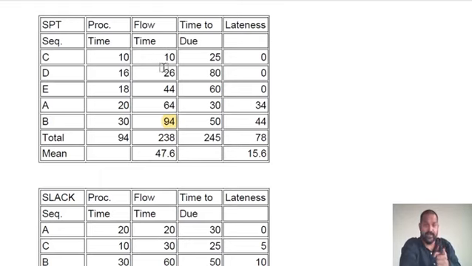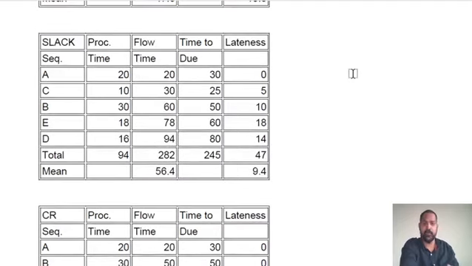It got done on the 10th day, but it was due in 25 days, not late. Done on the 26th day, due in 80 days, so not late. 44 and 60, not late. 64 and 30, late. By how many days? 34 days. 94 and 50, late. By how many days? 44 days. Total lateness, 78 days. Average lateness, 15.6. Total flow, 238. Average flow, 47.6. Is that right?